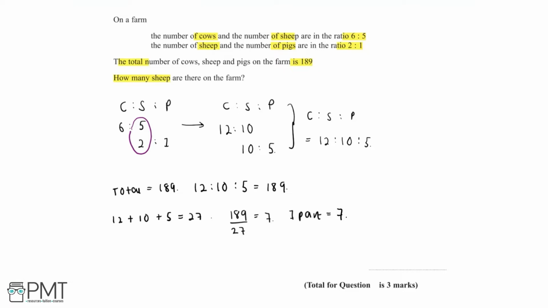We're asked to find out how many sheep there are on the farm. Now in the ratio, the number of sheep is represented by 10 parts. And we found out that each part is worth 189 divided by 27, which is equal to 7. And so we can say that the number of sheep is equal to 10 multiplied by 7, which is equal to 70.